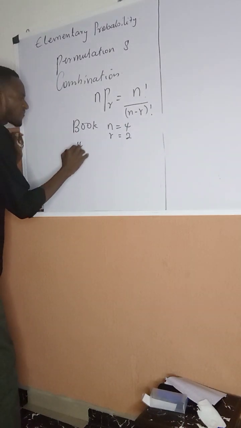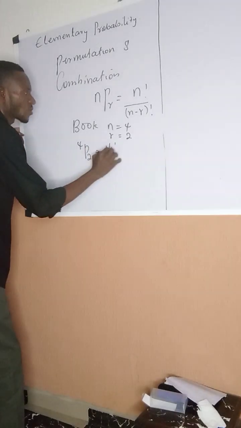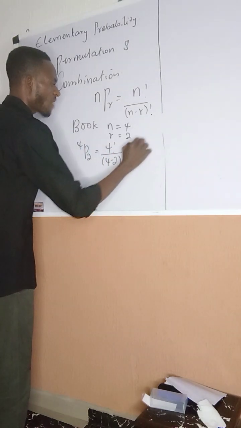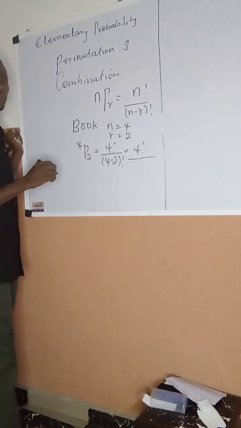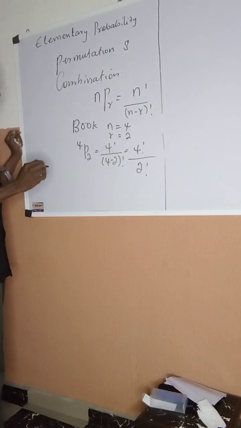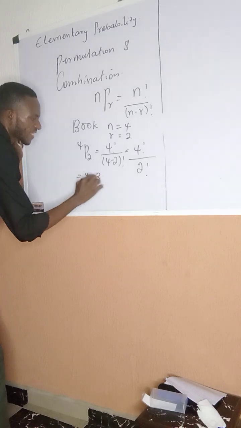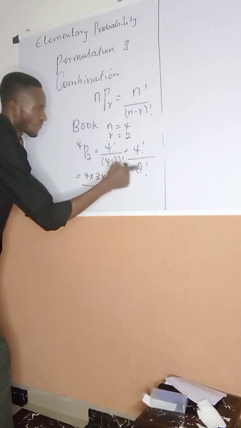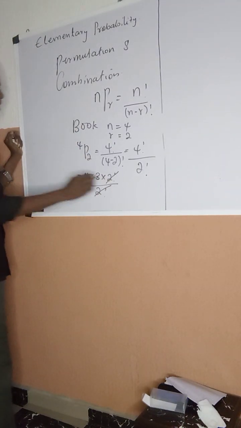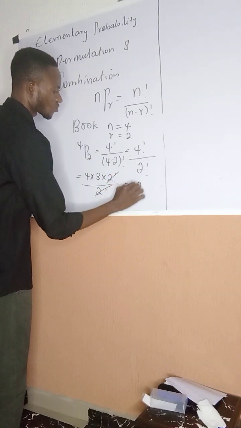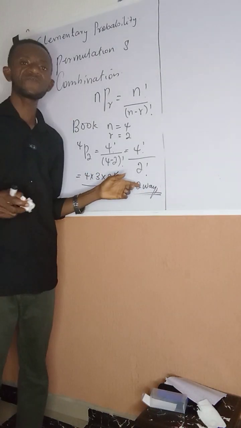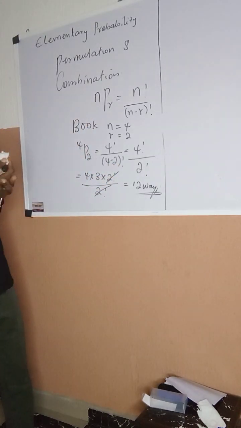And this becomes 4 permutation 2, which is given as 4 factorial all over 4 minus 2 all factorial, which equals 4 factorial all over 2 factorial. Then we express this as 4 times 3 times 2 factorial all over 2 factorial. These 2 factorial will cancel, and what I have left is 4 times 3, which is 12 ways. So we can arrange 2 letters of the word book in 12 ways. That is what we call permutation.